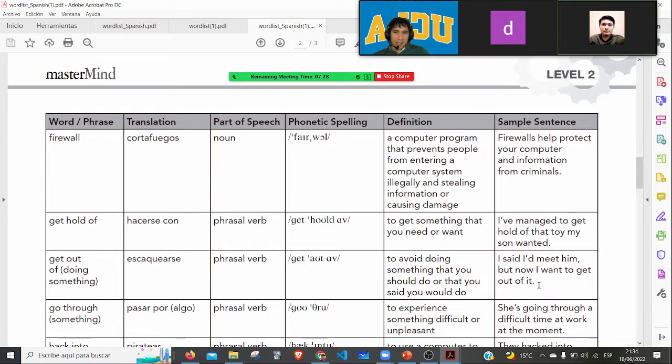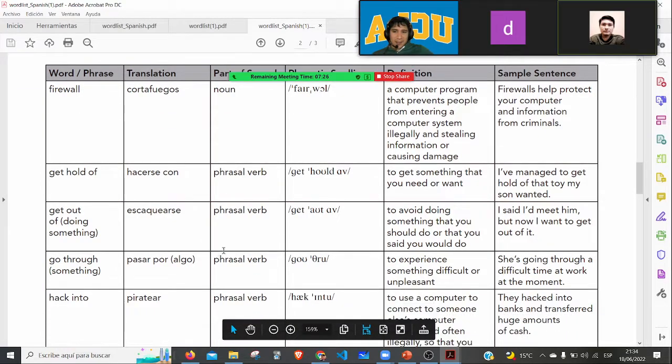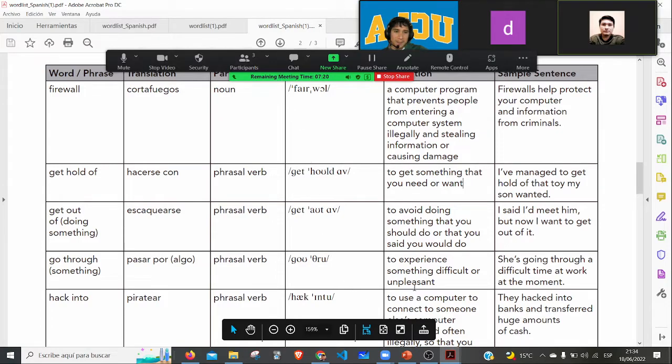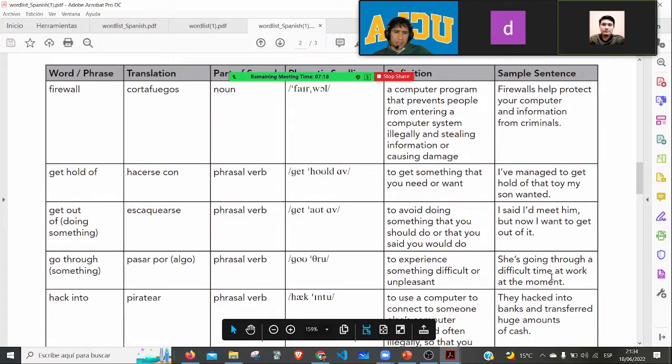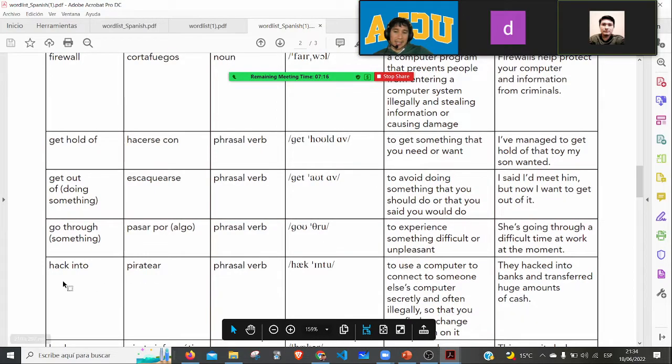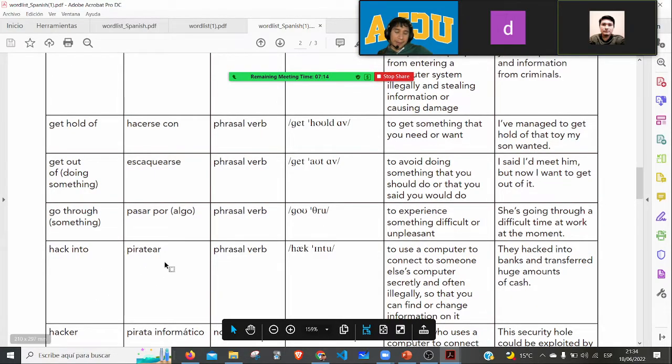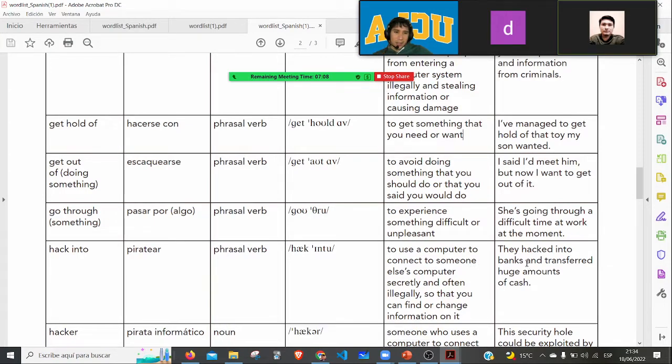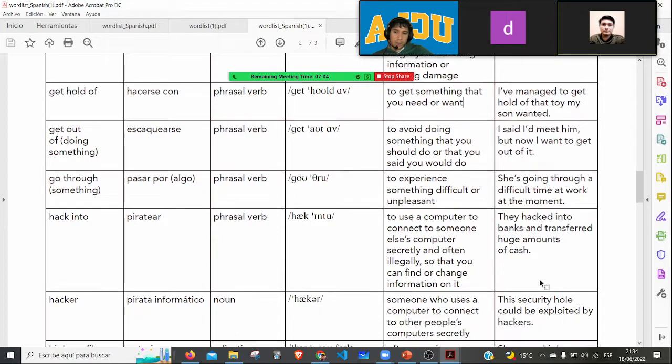Okay. Go through es pasar por algo. She's going through a difficult time at work. Hack into, piratear: to use a computer to connect to someone else's computer. Hackear algo, okay? So they hacked into the banks and transferred huge amounts of cash.